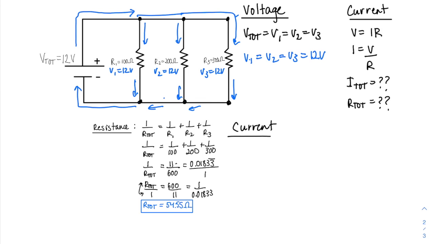Okay, so total current, again, we're going to use Ohm's law. In this case, the total current is the total voltage over the total resistance.